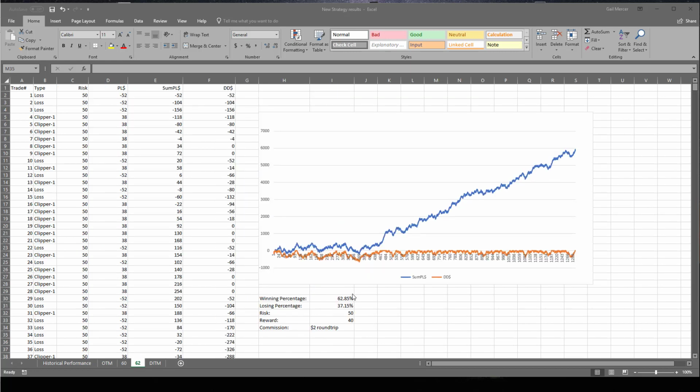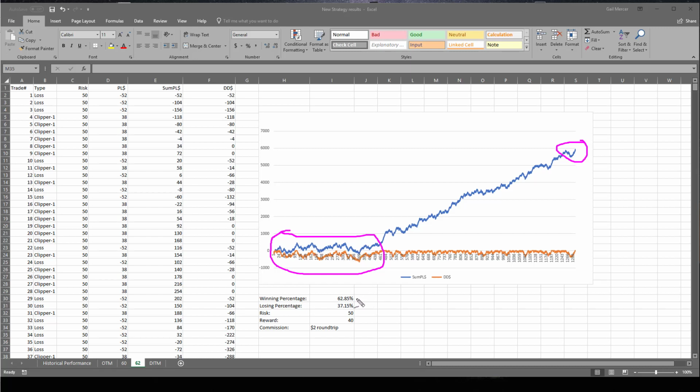Now, this is at 62.85%. You can still see that you have a drawdown at the beginning, okay? But this strategy goes on to make right about $6,000 over here. Does that mean you don't lose? No. Again, up until about 475, you're barely keeping your head above water.